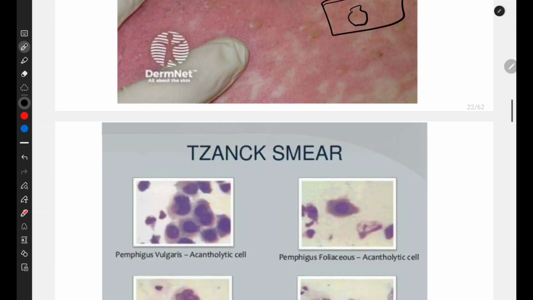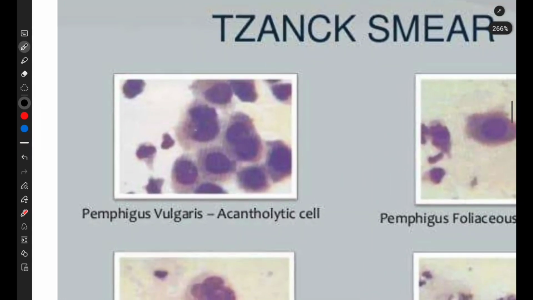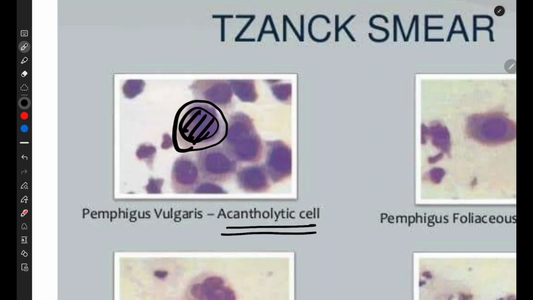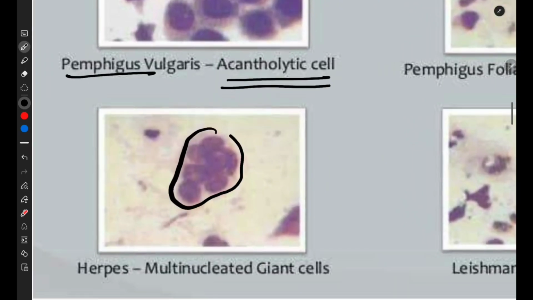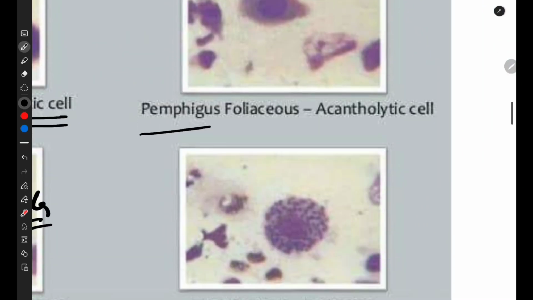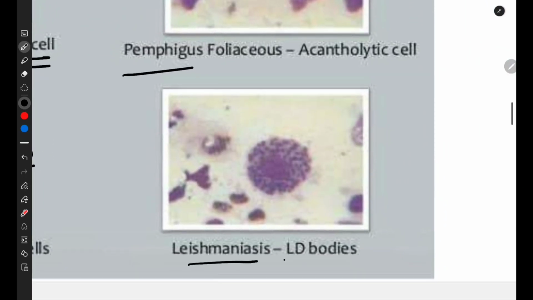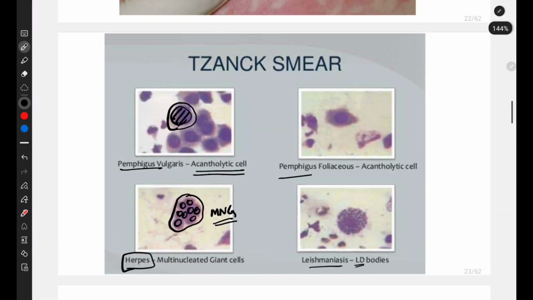So we can have findings like this. Under the microscope, if the cells appear like this, large cells with a large nucleus, they are called acantholytic cells. This characteristic is seen in pemphigus. Then if the cell appears like this, a single cell with multiple nuclei, this is called an MNG, multinucleated giant cell, which is seen in herpes. Then this is also pemphigus. Then this one is leishmaniasis, so Donovan bodies. This acantholytic cell is also called a Tzanck cell.